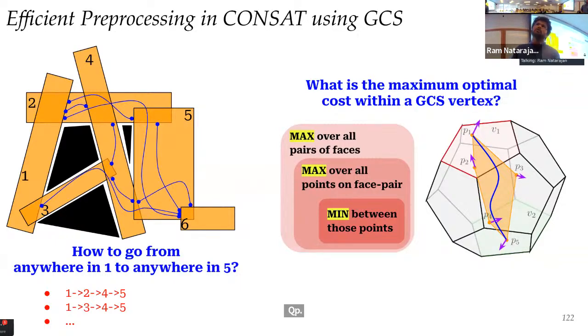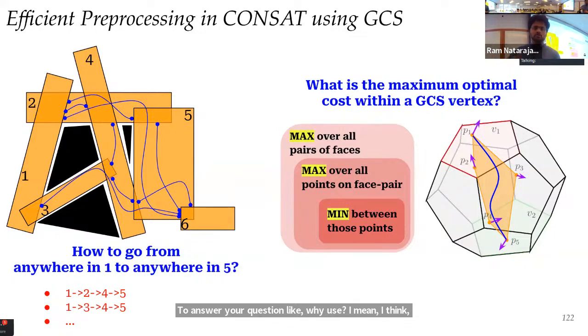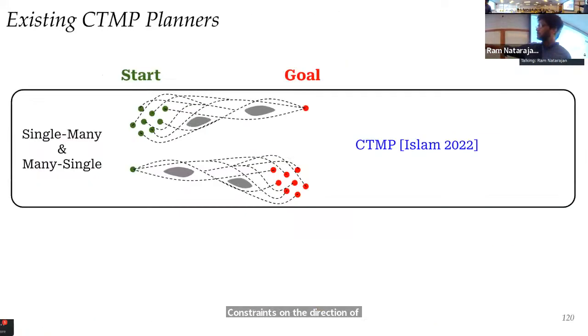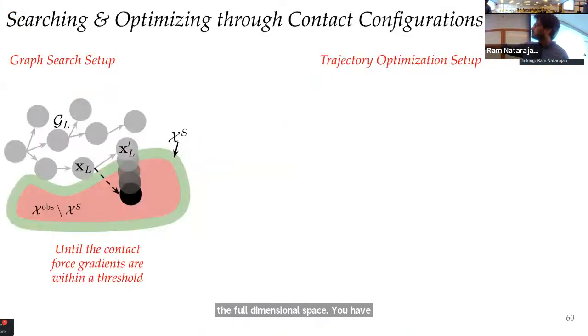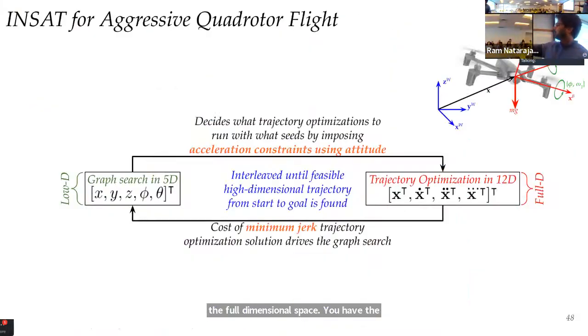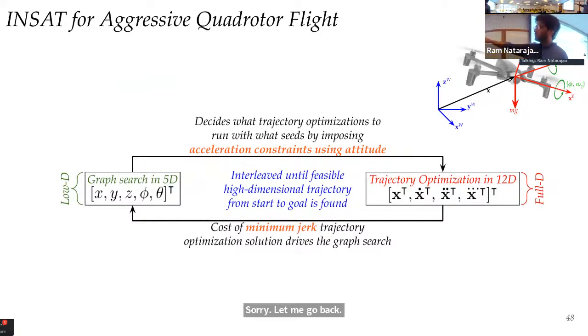So to answer your question, I was just using the flatness to impose constraints on the direction of the acceleration. In the full dimensional space, I think there was actually a typo in that slide. Sorry, let me go back to it. So you have XYZ, roll and pitch in the low dimensional space. In the full dimensional space, when I say the bold X, I just had XYZ, no roll and pitch angles, because you can always calculate that once you know those derivatives, right?